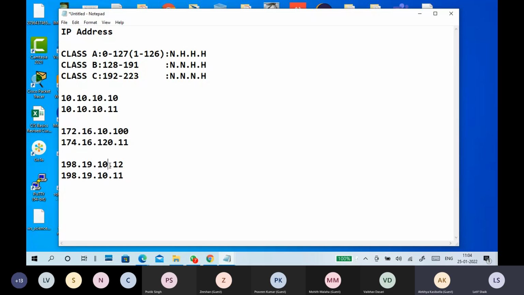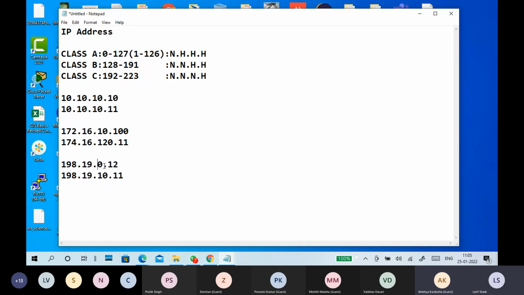Okay, so here it is. You must look at the first three octets. The first three octets are the same, and obviously it is a class C IP address. So the first three octets are same, so they can communicate with each other. These two PCs can communicate with each other.